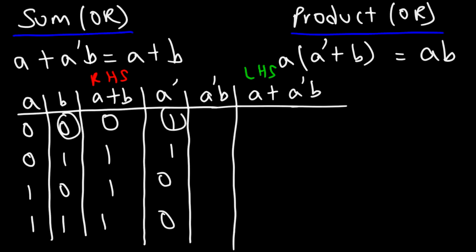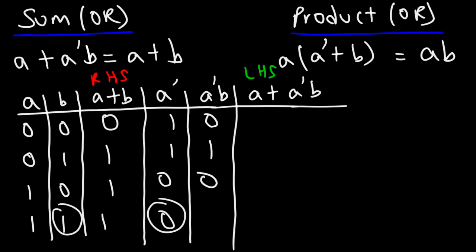So 0 times 1 is 0, and 1 times 1 is 1. Next we have 0 times 0, so that's 0. And finally 1 times 0 is 0. Now the last thing we need to do is add the first column with this column.